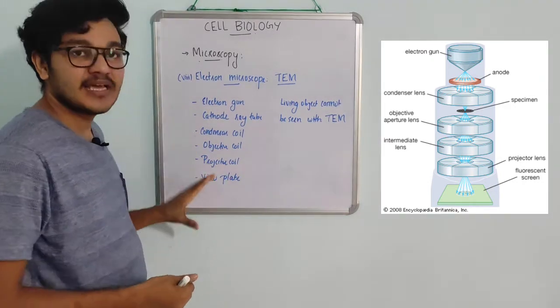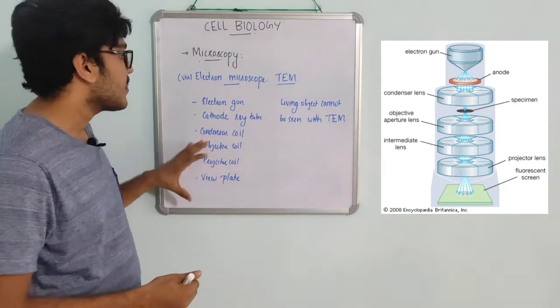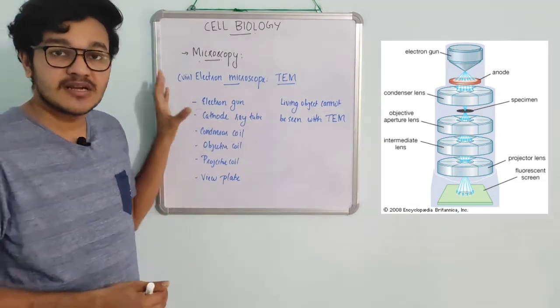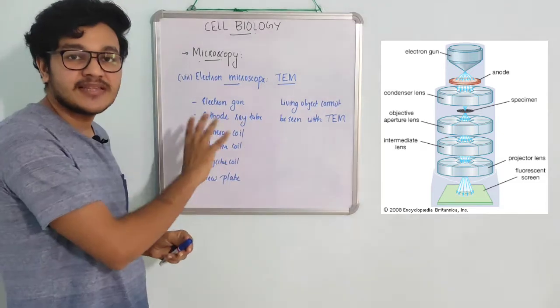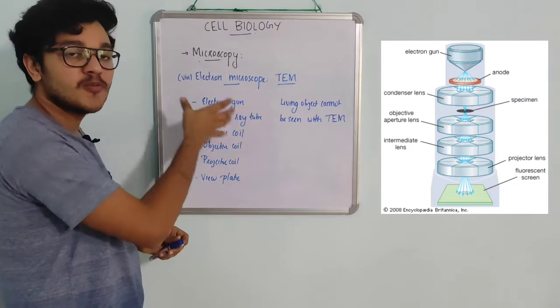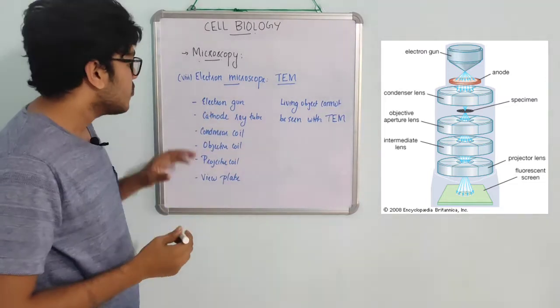So that is the basic component or structure of an electron microscope, both in the case of TEM and SEM. The positioning and slight modifications are different, but the basic components of an electron microscope in TEM and SEM are the same. So that's the basic application.